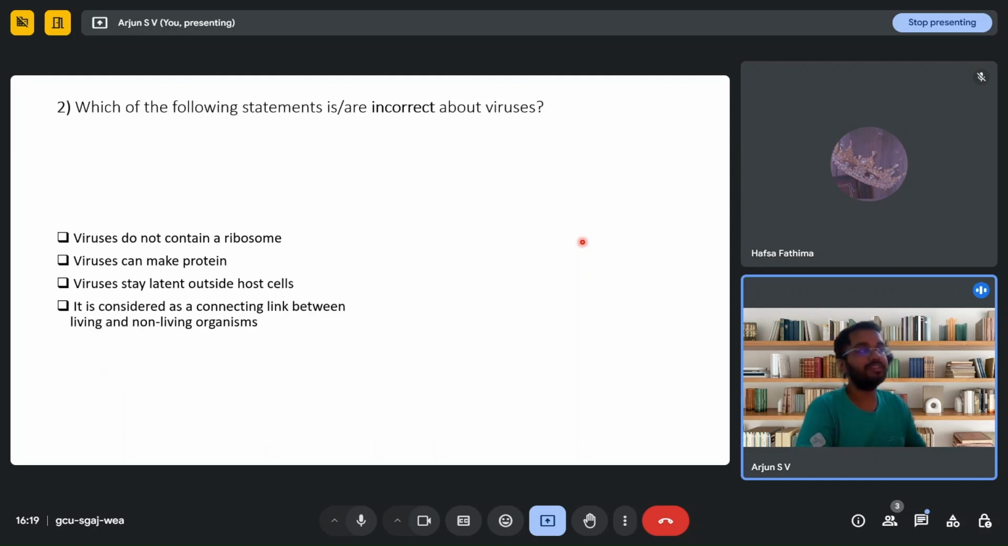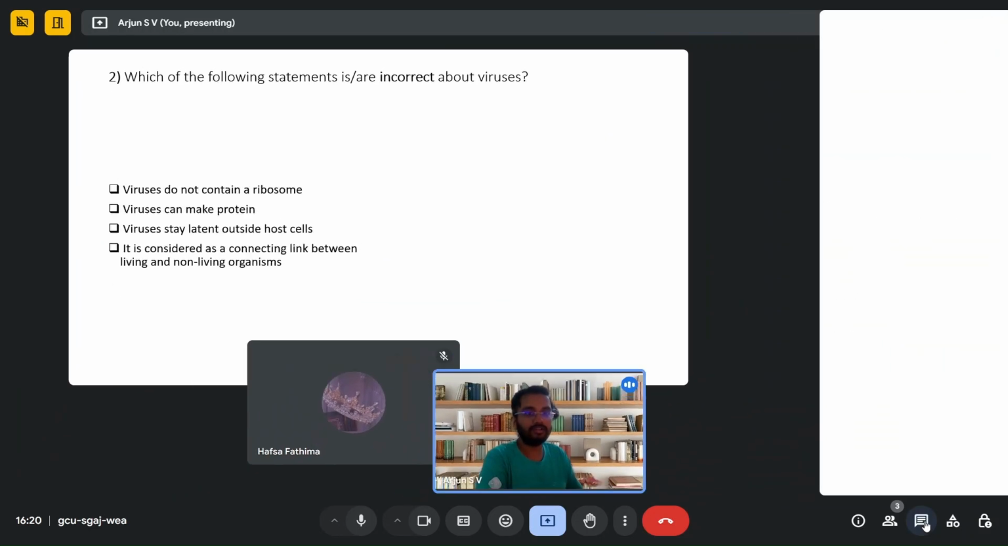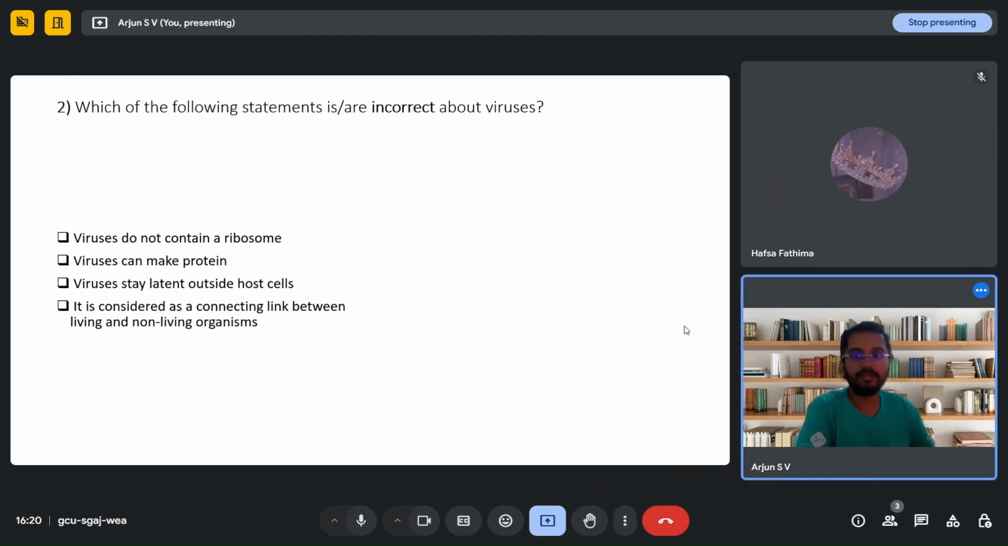So moving on to the next question. Which of the following statements is incorrect about viruses? Viruses do not contain a ribosome. Viruses can make protein. Viruses stay latent outside host cells. And it is considered as a connecting link between living and non-living organisms. Does anyone want to attempt this question? Compared to the last five questions, these are theory-based questions. So some of these options might not hold true in all the cases. So those are the incorrect options.